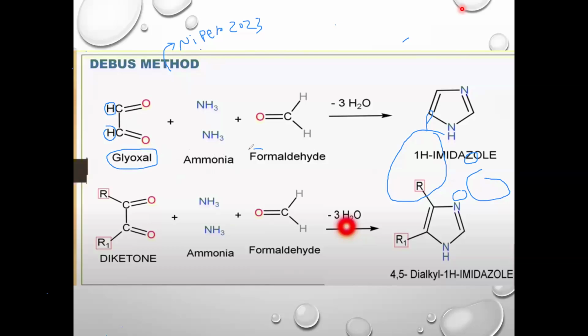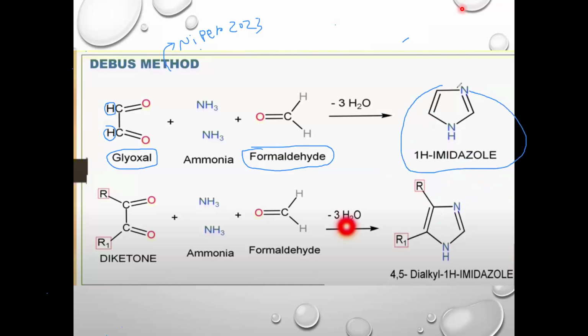And here also, in place of benzaldehyde, we are using formaldehyde, right? And it will give me an imidazole ring. So these two nitrogens are from ammonia, two molecules of ammonia. This part is from the glyoxal, and this one is formaldehyde, right?